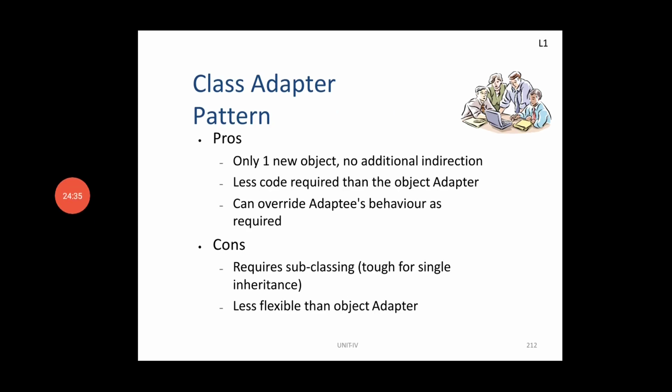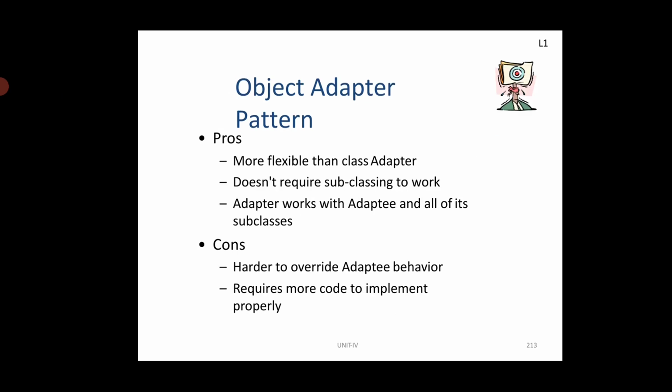Now we have seen what the class adapter pattern is; coming to its pros and cons, the advantages and disadvantages. Pros: it needs only one new object and no additional indirection, it requires less code than the object adapter, and it can override adaptee behavior if required. Coming to the disadvantages, it requires subclassing. It is very tough for single inheritance. It requires subclassing, and it is less flexible than the object adapter.